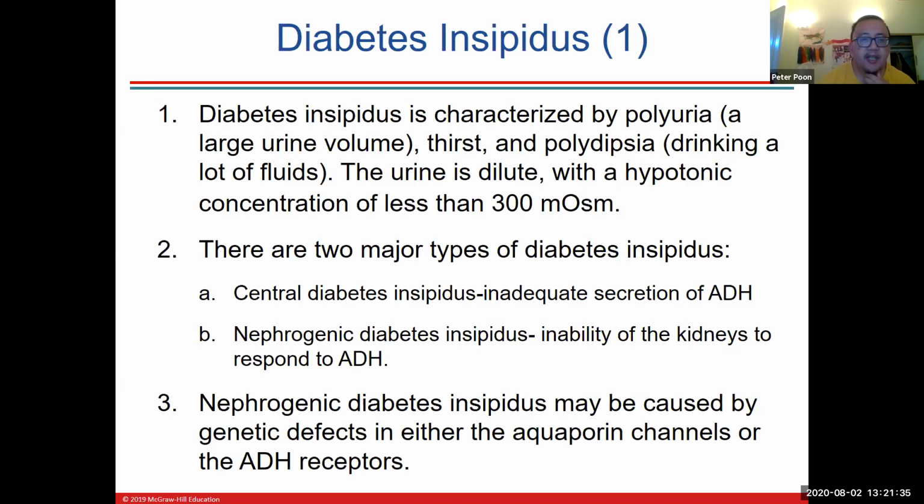Diabetes insipidus. That is the disease where you don't respond to ADH. You either don't make enough of it or you don't respond to it, and therefore you make a lot of urine. Okay, polyuria.